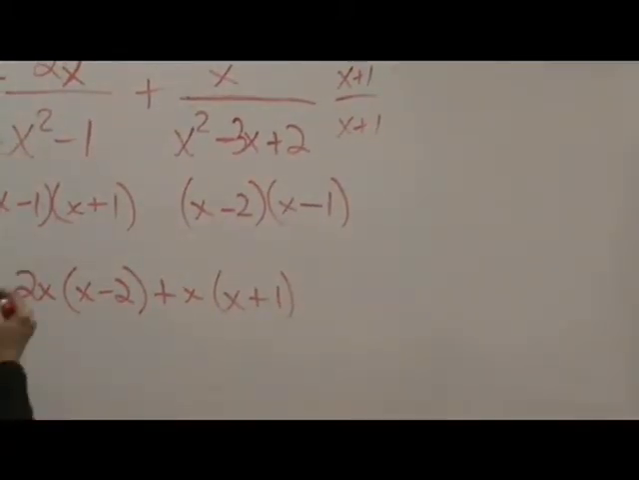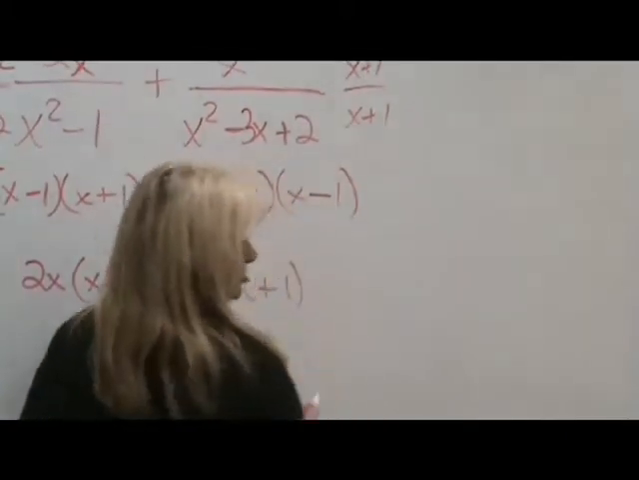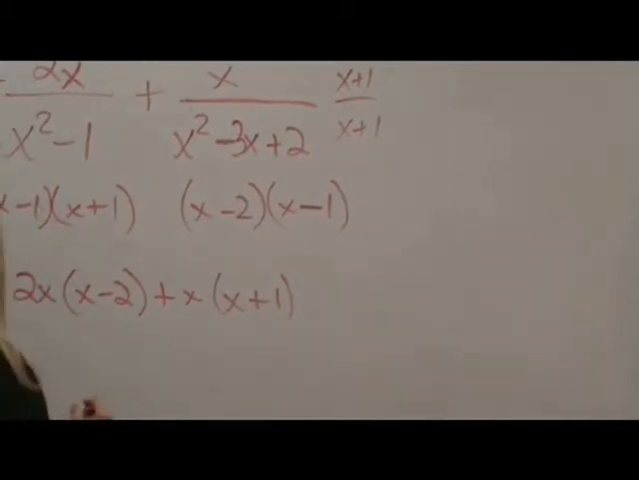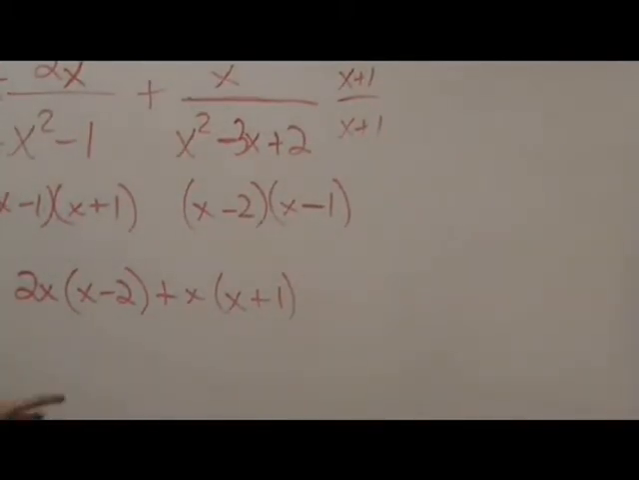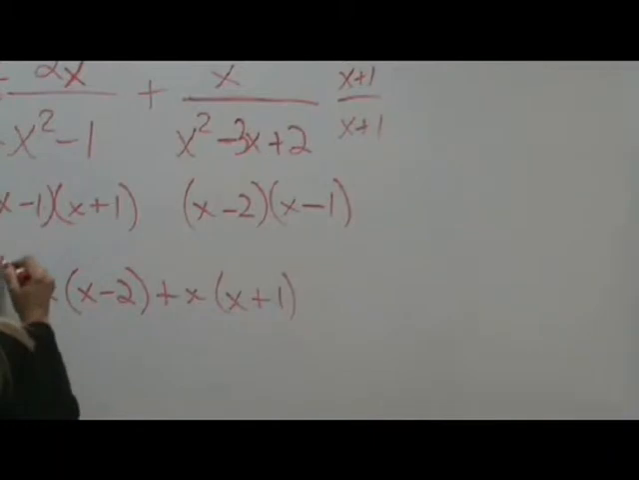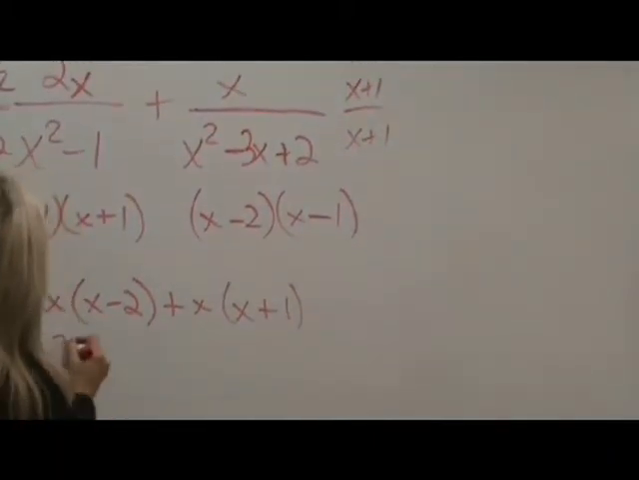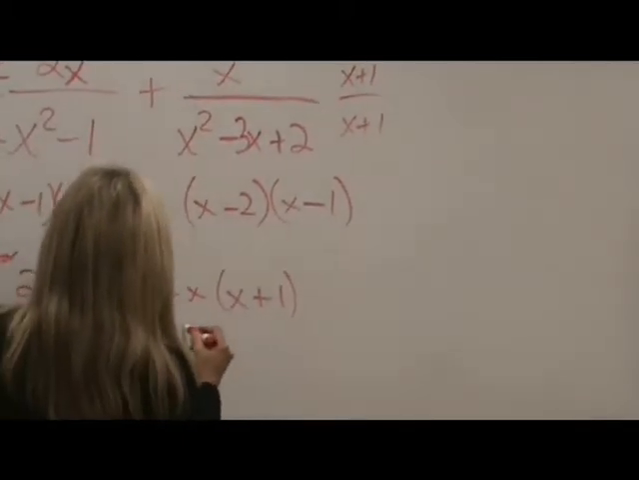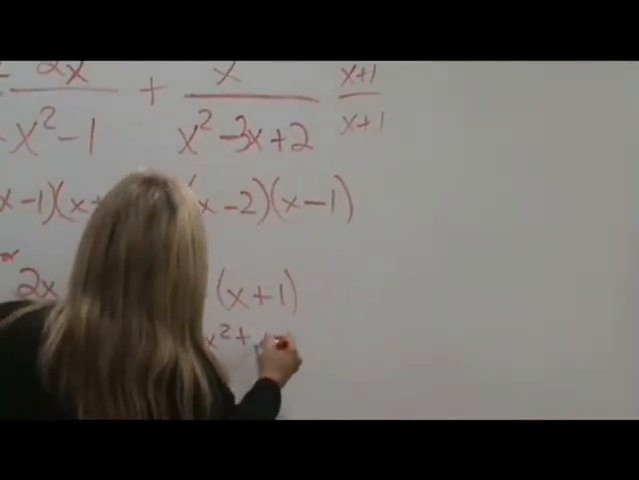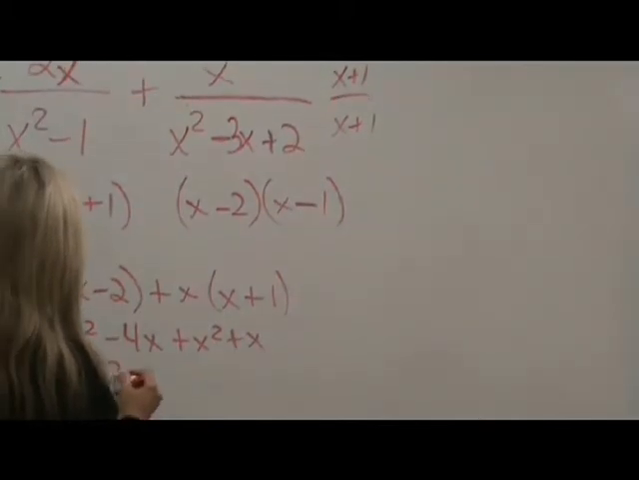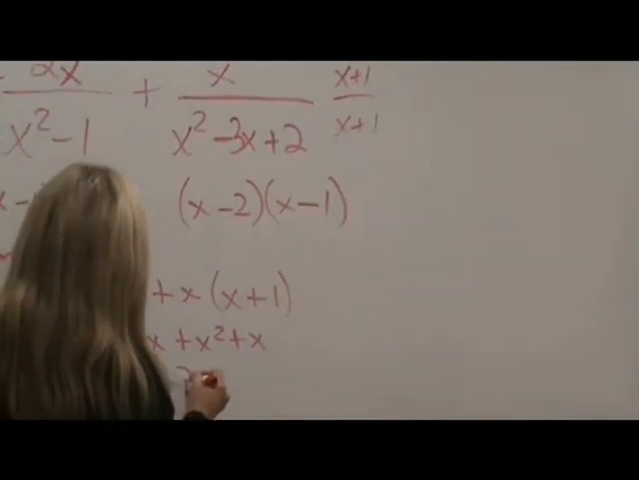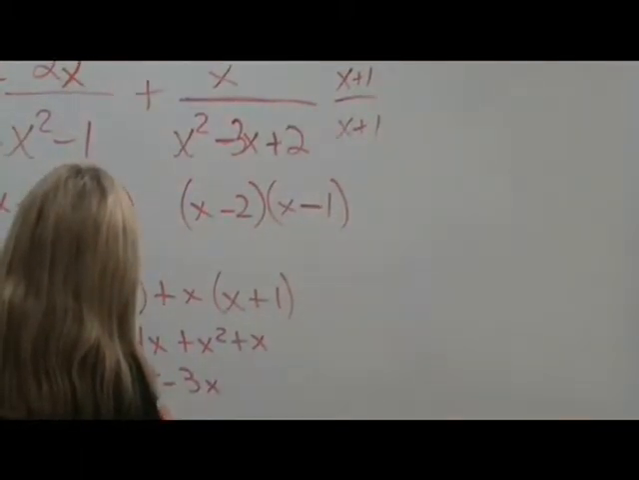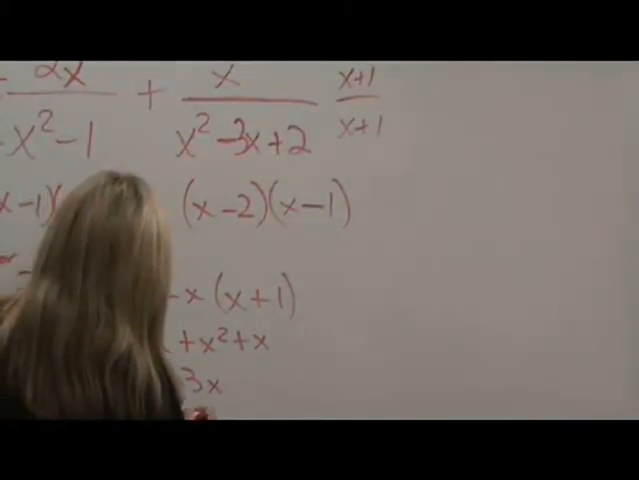Where did you get the x plus 1? Oh, okay. And again, this is my numerator, just to save board and time. I'll just put this as my numerator. So let's simplify it as much as possible. We got 2x squared minus 4x plus x squared plus x. So we have 3x squared minus 3x. So we can factor out a 3 and an x, so we have 3x times x minus 1.